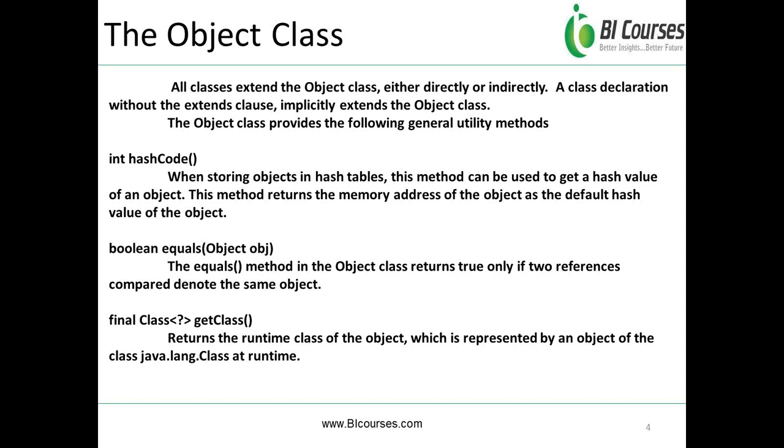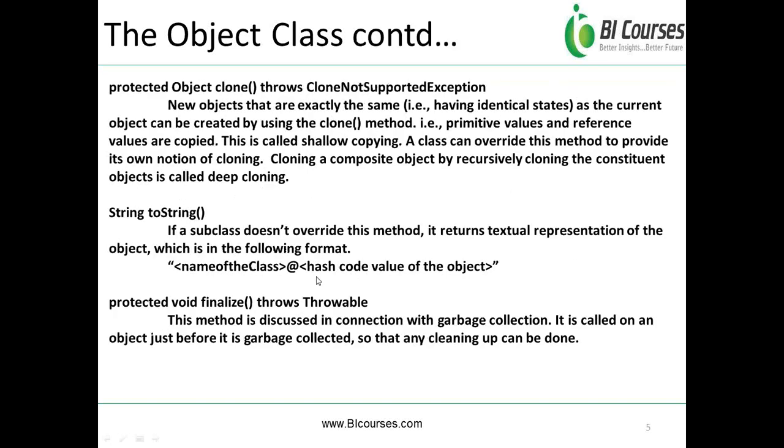We have the equals method, which is used to compare two objects. The equals method in the object class returns true only if two references denote the same object. So if we have object 1 and object 2, and both refer to the same reference, then it will return true. Also we have one more method called getClass, which is used to return the runtime class of an object.